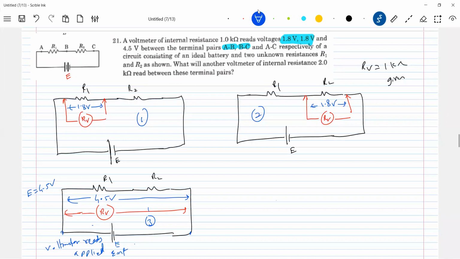Let's look at circuits 1 and 2. So from circuit 1, I'll write down the equation. What I'm trying to do is find R1, R2. But from circuits 1 and 2, one more thing I can conclude: R1 equals R2.